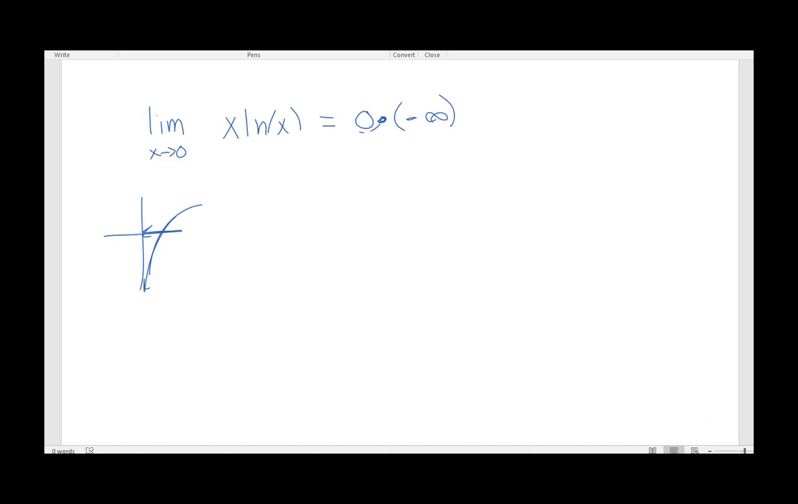Now keep in mind what L'Hopital's rule says is the following. It says that the limit of f over g will equal the limit of f prime over g prime, and that's for infinity over infinity or 0 over 0. So the only times we can use it is in that case. Now, what we're noticing in this scenario is we get what we would call an indeterminate product. So I have an indeterminate product.